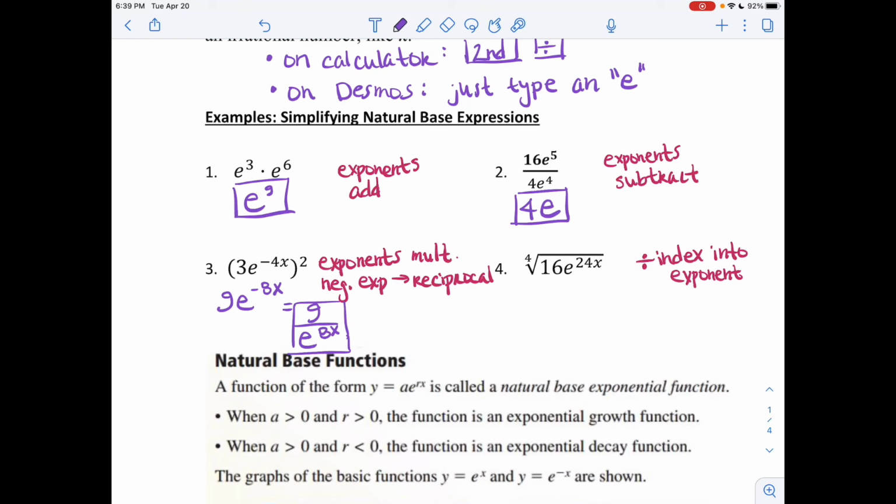Finally, if we are taking a root, we again kind of treat it like an exponent on a variable, and we will simply divide the index into the exponent. First, we'll deal with our coefficient. The fourth root of 16 is 2, because 2 times 2 times 2 times 2 gives me 16. And now we need to say how many e's we can take out, just like we would say how many x's. Well, this time 4 will divide into 24x 6x times, and that goes evenly. We don't have any left over, so we'll have 2e to the 6x.